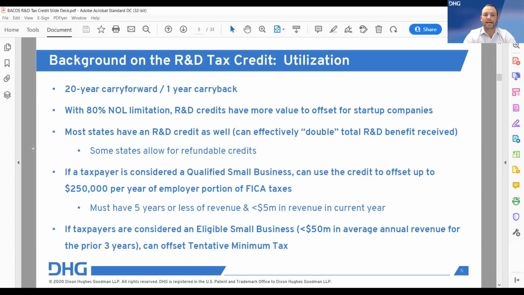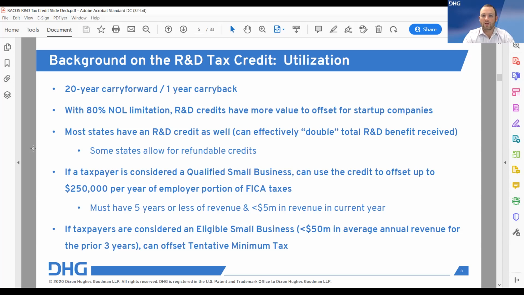Even better news is that most states within the US do have a state level R&D credit as well. And in general, this can effectively double your benefit. So if you're getting 5 to 7 cents on the dollar for federal credit purposes, you could even get 10 to 12 cents on the dollar if you're able to claim a state credit as well. Each state credit can be computed differently than the federal credit. States have their own rules, but in general, it's going to effectively double that benefit if there is a state credit.